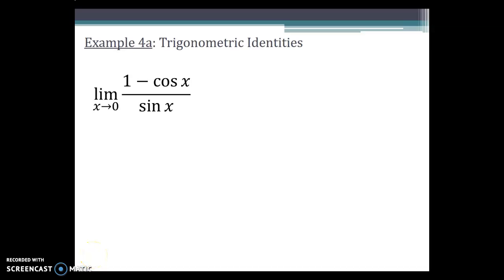Hi everybody, in this video we will wrap things up for the different algebraic things you can do to evaluate limits. And what better time to rekindle our love and affection for trigonometric identities. So let's just right off the bat start this one. We can try evaluating this. We can try direct substitution.